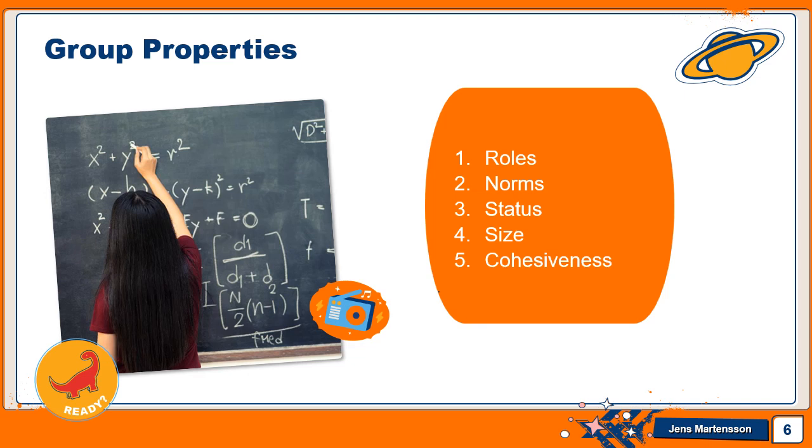And now let's move on to the next learning objective, that is to understand the group properties. Okay, the properties of a group, there are actually more than what I have listed here, 5 group properties. This is for our syllabus. Actually, there are a lot more properties. These are actually the characteristics of the group, but we call them properties. We don't call them characteristics. So we are going to cover these group properties: roles, norms, status, size, and cohesiveness.